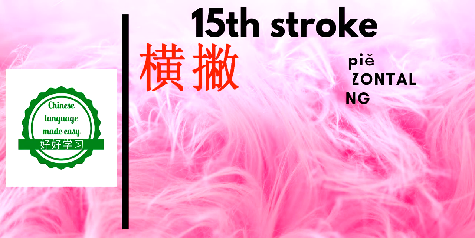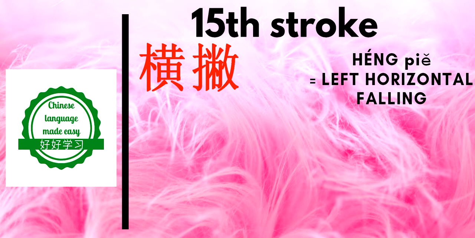Now let's get to know about the 15th stroke. It is called Heng Pie, left horizontal falling. This is the symbol which represents this stroke, and the writing direction is that it should be written from left to right and continues its lower part by turning to the left without being broken.